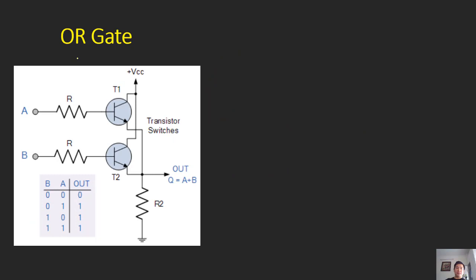The next one is the OR gate. The function of the OR gate is Q equals A plus B. This is the symbol of the OR gate, and in the circuit we have the OR gate like this, with A, B, and the output Q. The definition of the OR gate is if either A or B is true, then Q is true.